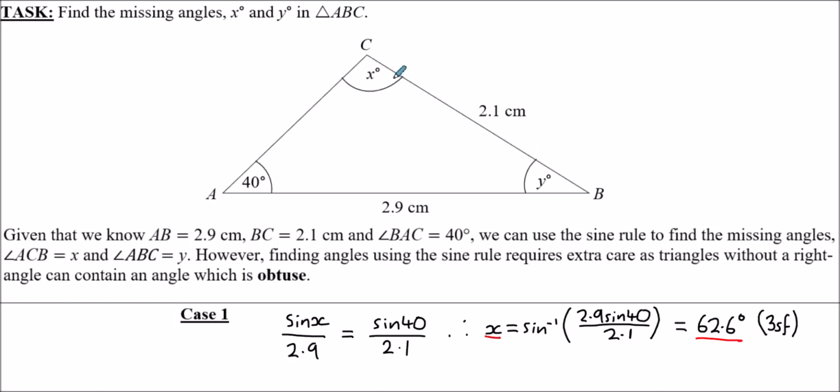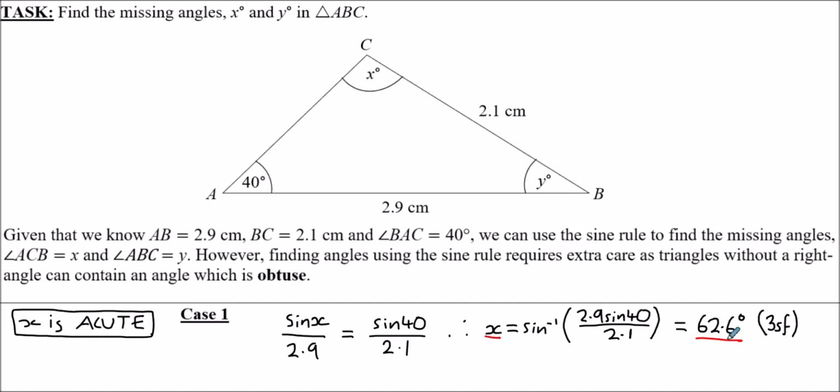Now, looking at this diagram, it would appear that x is actually obtuse. Here we've got an answer which is acute. So for case 1, unlike what this diagram would have us believe, I'm going to say that case 1 is where x is acute. So let's just trust the calculator. Let's say, for the sake of argument, x is 62.6, and this just happens to be a really badly drawn triangle.